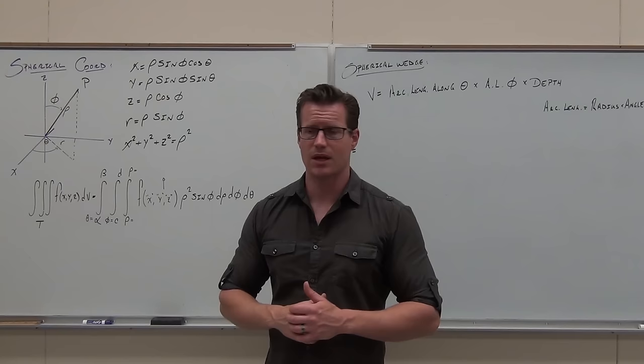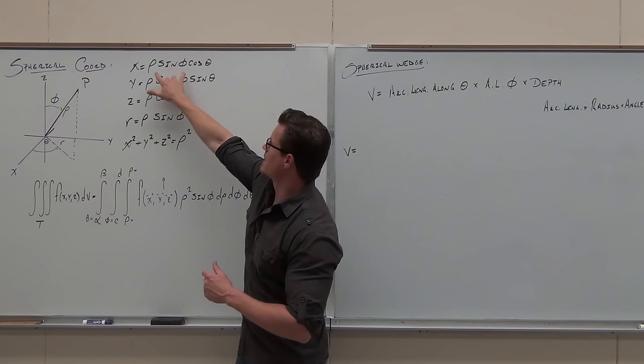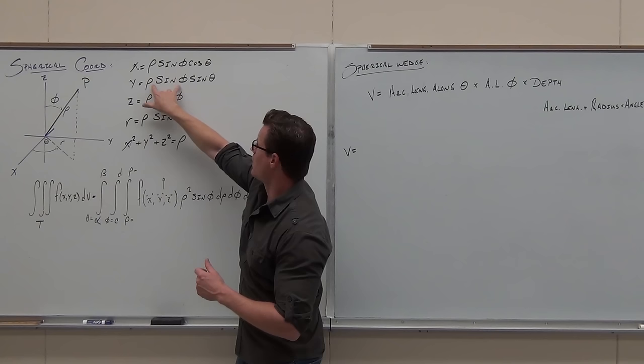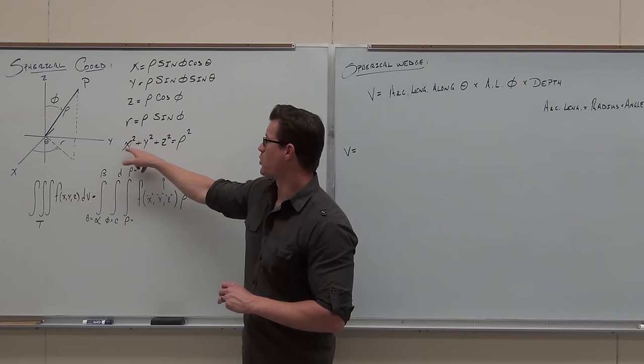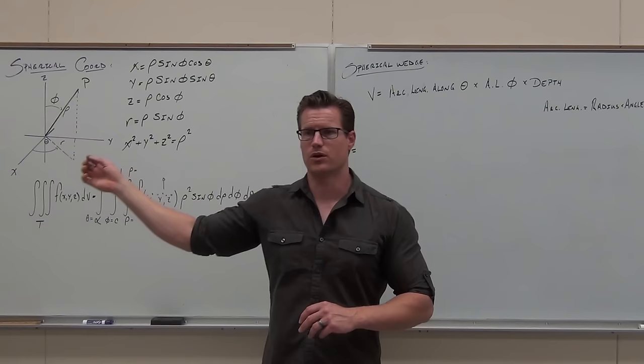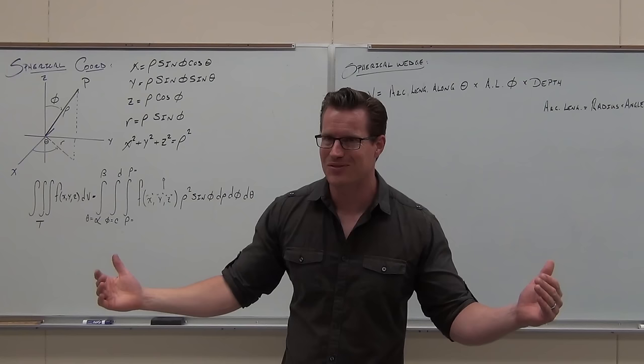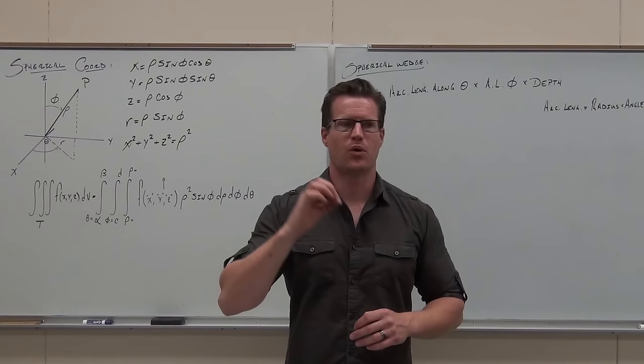X, Y, Z, R. The way that this came about was, hey, this is R. This is R cosine theta. This is R sine theta. That's why we get that for x and y. We also had this one, it's important. X squared plus y squared plus z squared equals rho squared, where rho is not a mass density function. I know we had that 5 minutes ago, okay? Rho now for spherical is a measurement of a point's distance away from the origin. That's where all the stuff comes from.